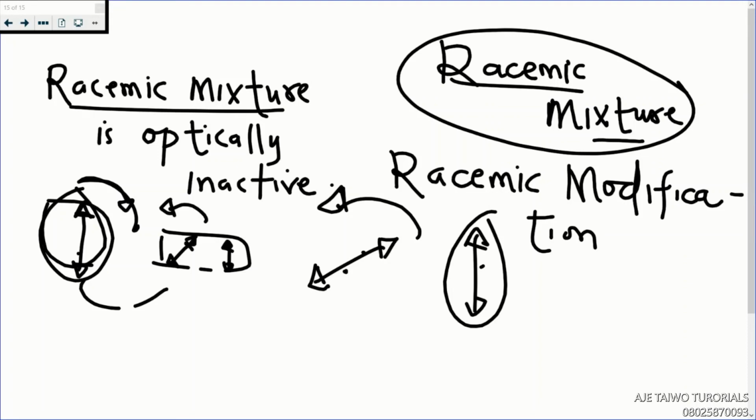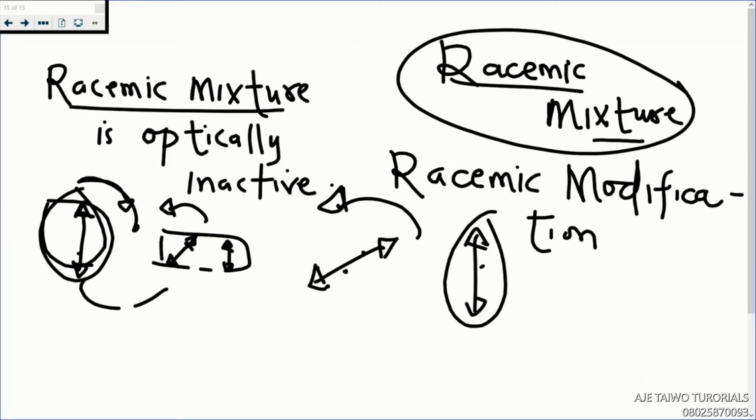Let's write. This is because the rotation caused by one of the enantiomers is exactly cancelled by the rotation produced by the other enantiomer.